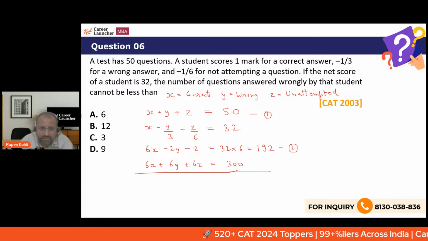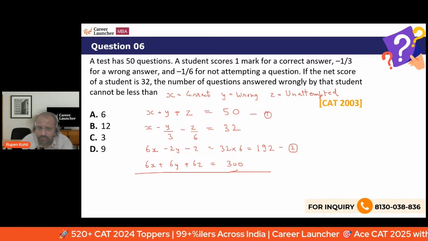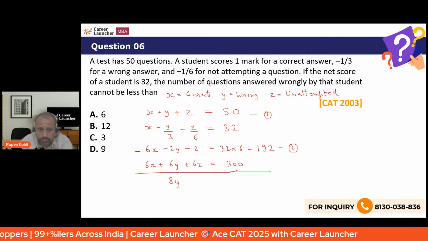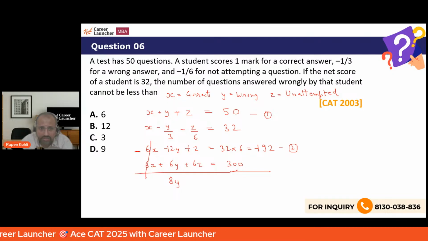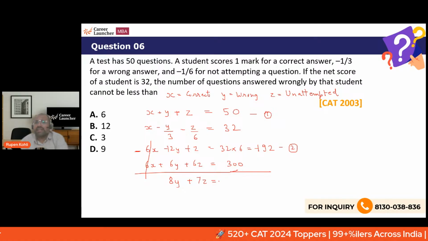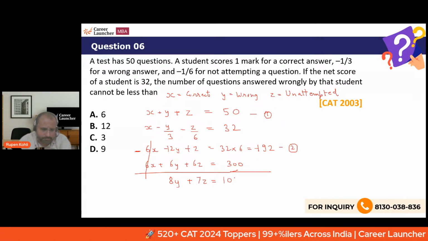So 6x minus 6x goes off. 6y minus of minus 2y, so 8y. Basically I'm doing this minus that equation, so minus plus plus minus, right? So that cancels, and this is plus and this is also plus. So 6 plus 1, 7z, is 300 minus 192, which is 108. Perfect.